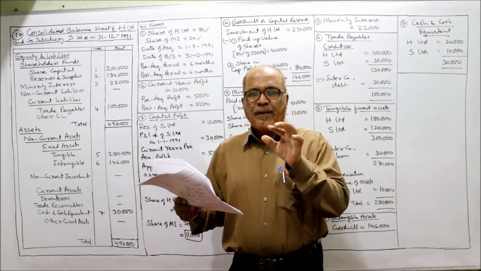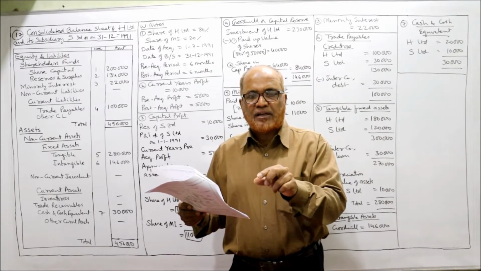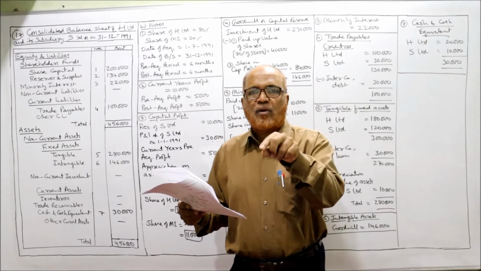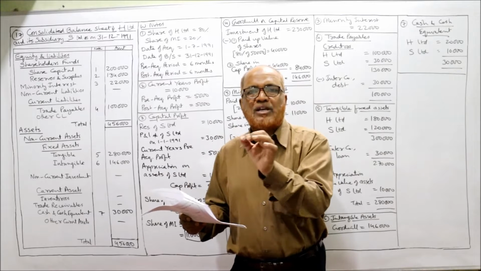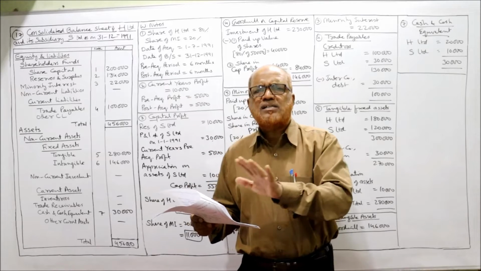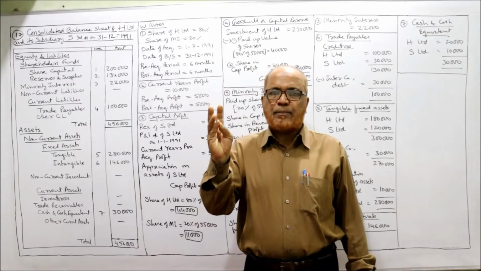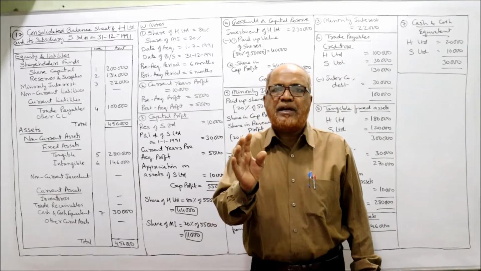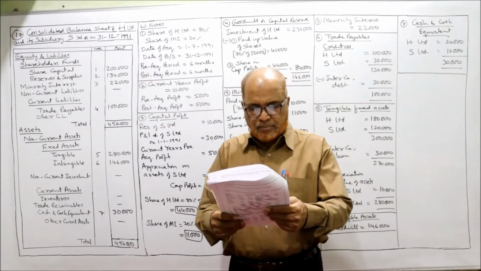Remember one point. The share capital of H Limited, the reserves of H Limited, the P&L account balance of H Limited and the profit for the year of H Limited will come in the consolidated balance sheet as it is. No adjustment, no change. The holding company's share capital, reserves and P&L account will come as they are in the consolidated balance sheet.